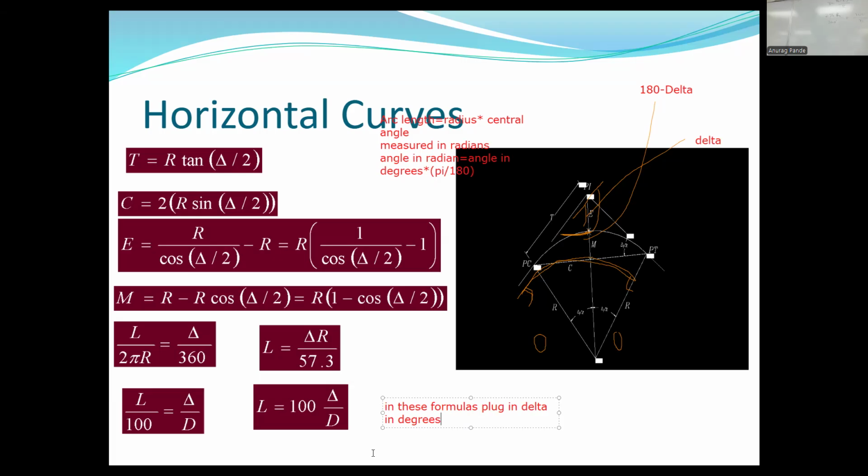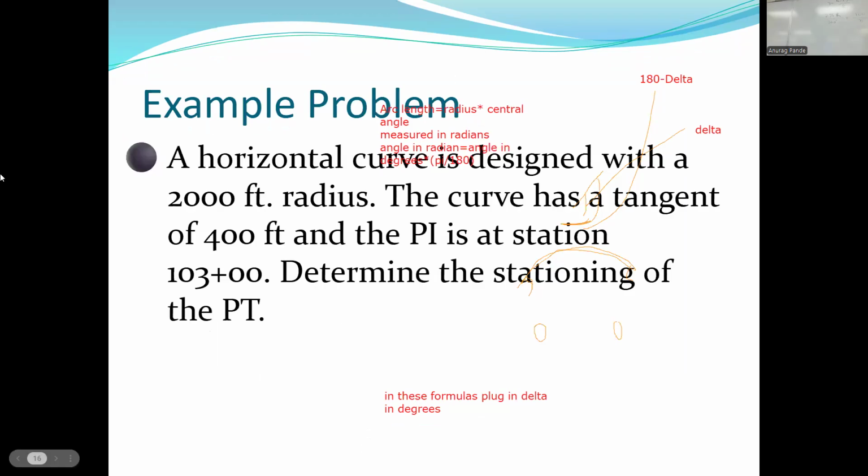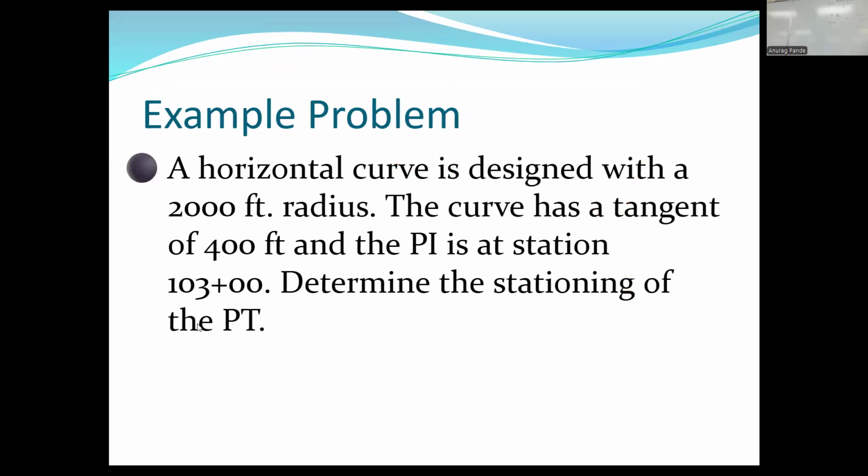Let's see, there's a problem to be solved here. We can come back to these formulas if needed. Let me erase all this. This is the problem we want to solve. A horizontal curve is designed with a 2,000 feet radius. The curve has a tangent of 400 feet and the PI is at station 103 plus 00.